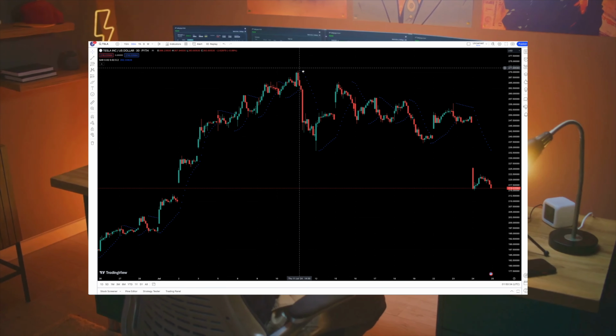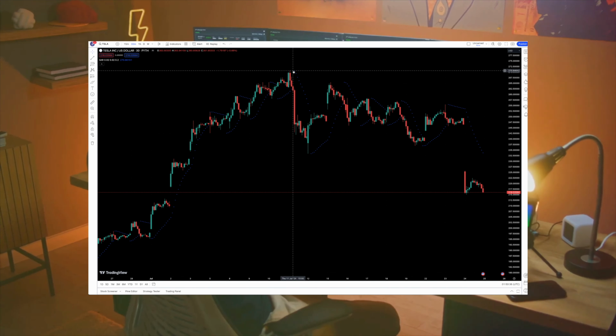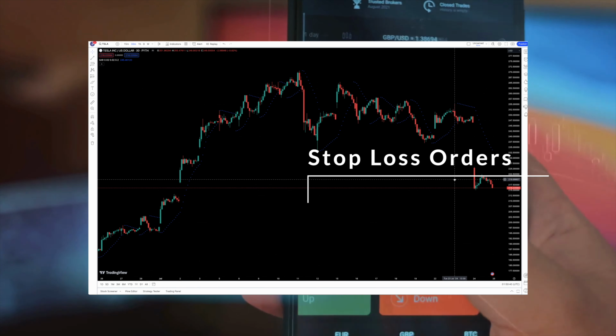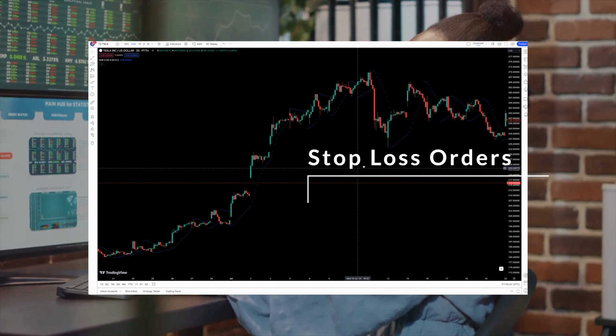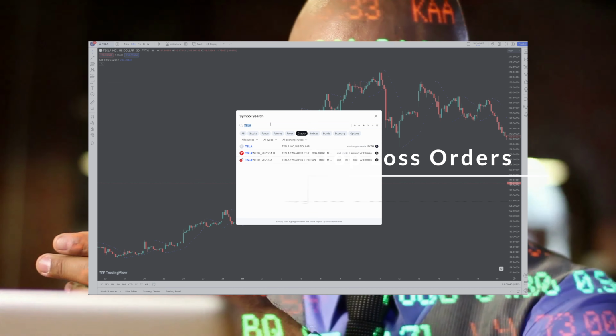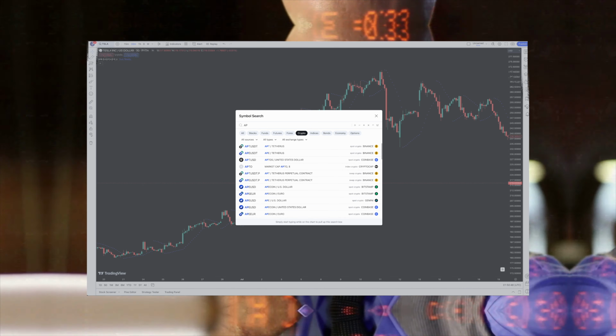Effective trading isn't just about entry and exit points, it's about managing risk. Use the Parabolic SAR to set stop-loss orders. For example, if you're in a long position, set a stop-loss slightly below the current Parabolic SAR dot. This helps protect your capital if the market moves against you.